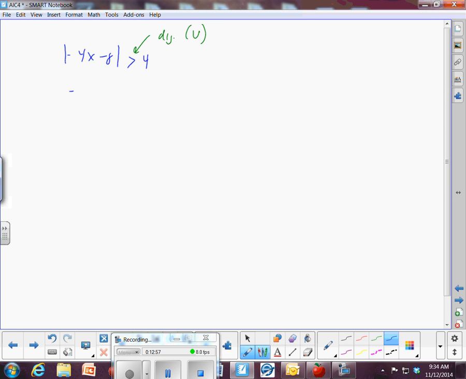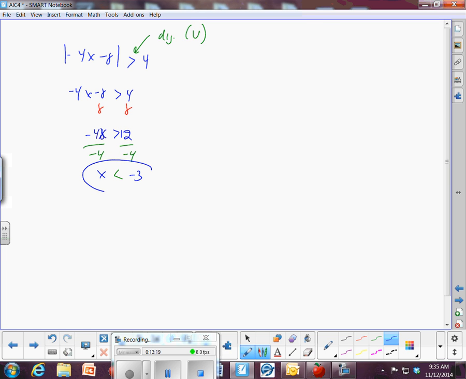Remove the absolute value and solve. Add a positive 8 to both sides. Now be careful right here. Because I'm going to divide by a negative 4, I've got to flip my symbol, right? So I get x less than negative 3.